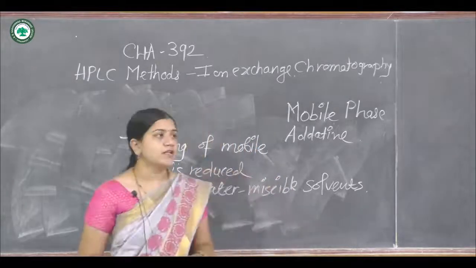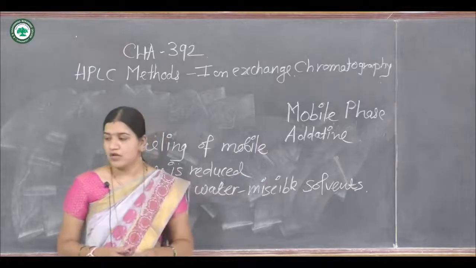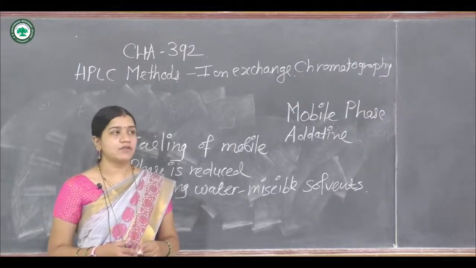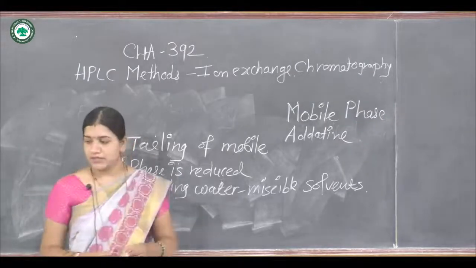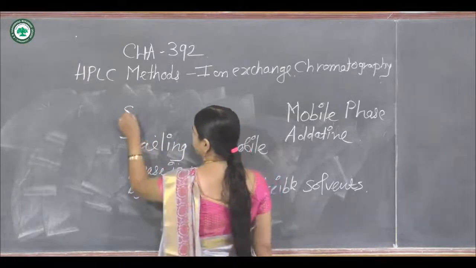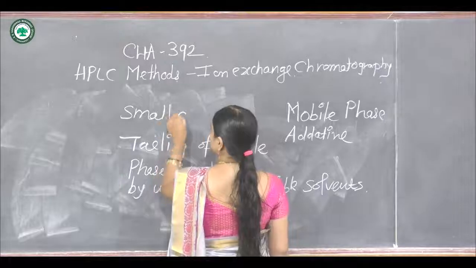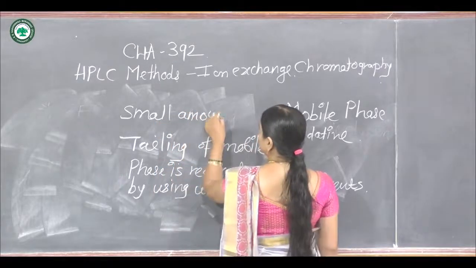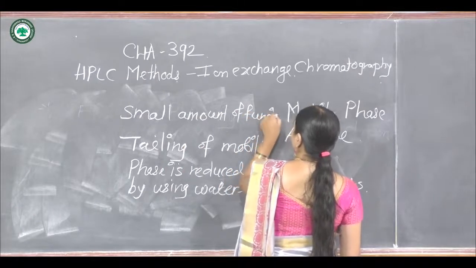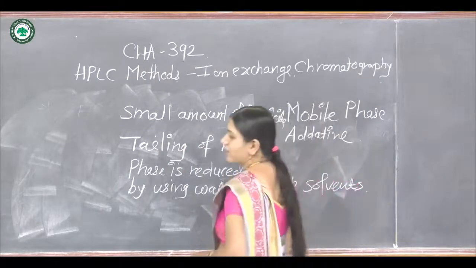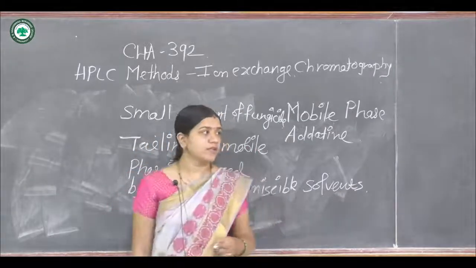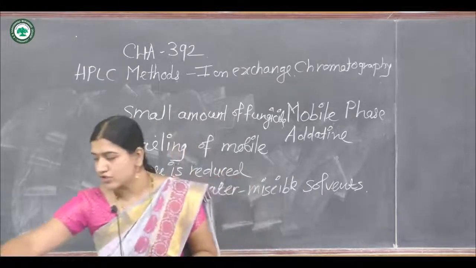Now, after this, tailing of a chromatogram can be avoided by using a mobile phase additive. So what small amount of additive do we add to the water miscible category of solvent? That is a small amount of a fungicide. What are the different fungicides which can be used?